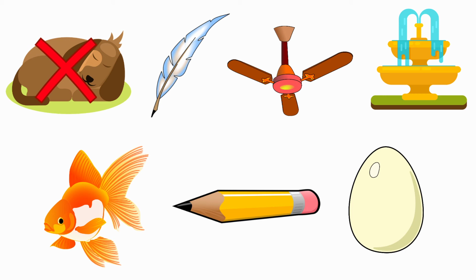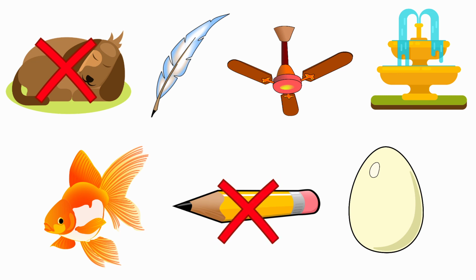Next one, pencil. Pencil. The beginning sound of the picture pencil is P. And the sound of the letter F is if. Both are different sounds. So, we are going to put a cross for the picture pencil.